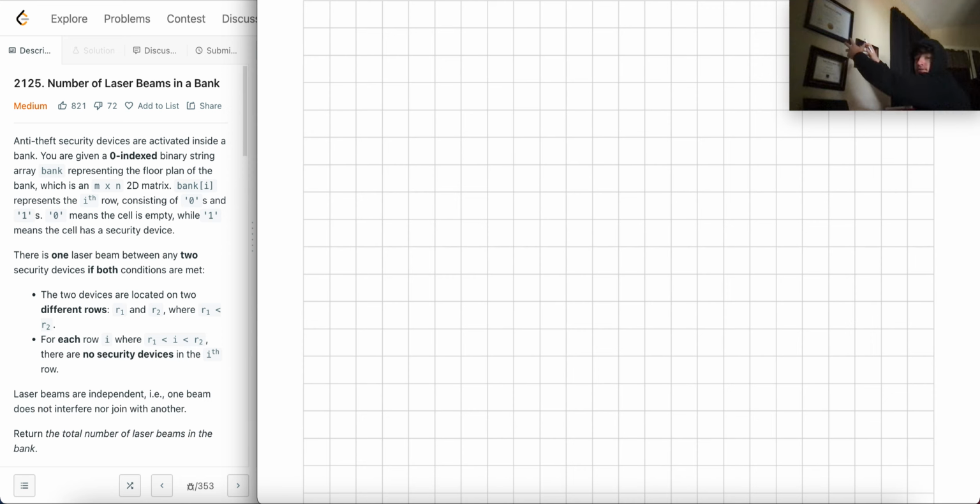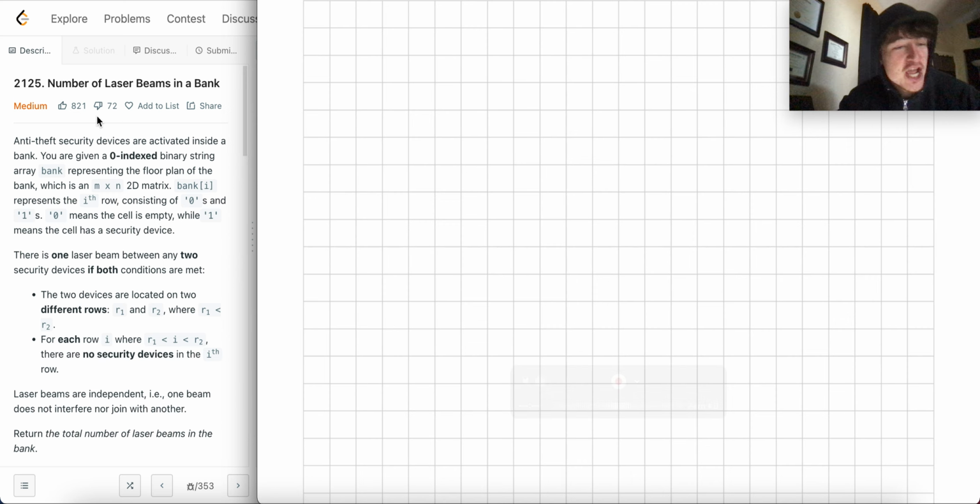One, not two, but three useless pieces of paper. Amazing. Okay, so what are we doing today? 2125 number of laser beams in the bank. Beep, beep. We're gonna be bank robbers today. That's why I'm wearing this outfit, you know.